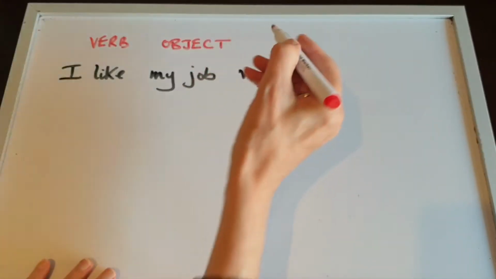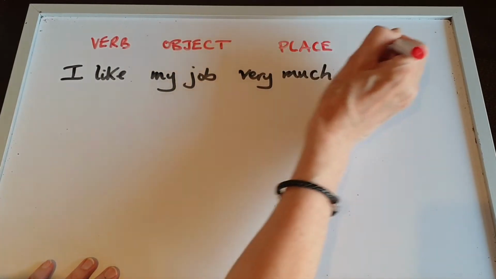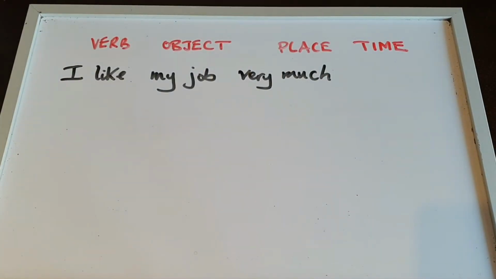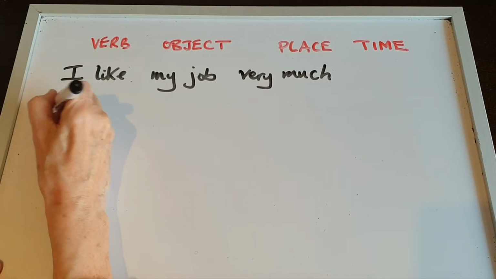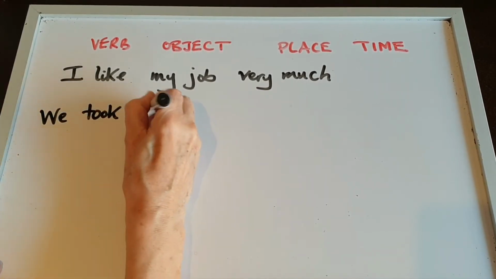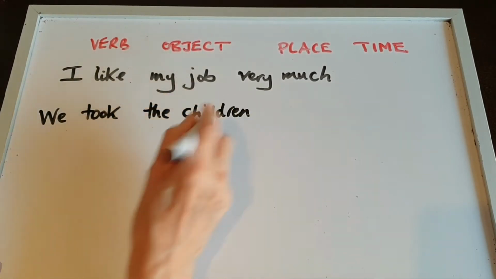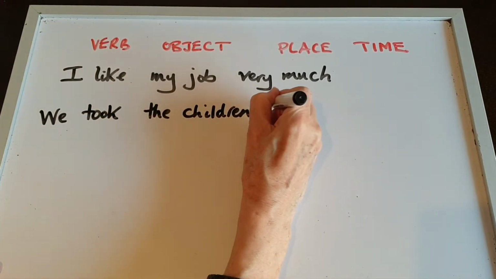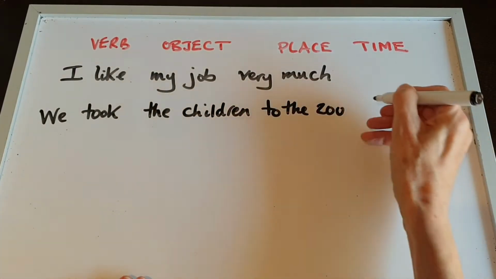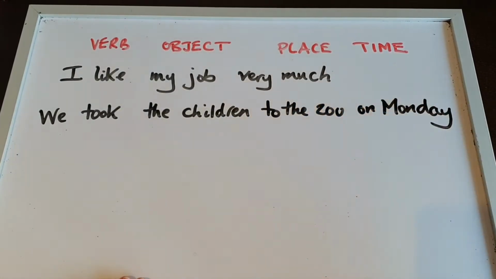We also like to put in place and time. Also important. And usually it's in that order. For example, we took, the verb, we took the children, the object, where? To the zoo. When? On Monday. We took the children to the zoo on Monday.